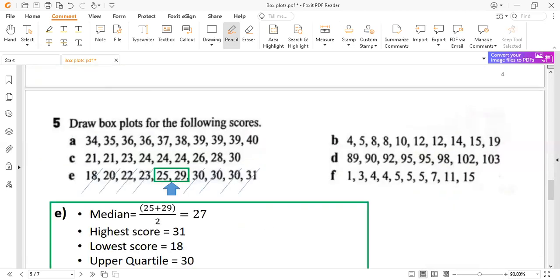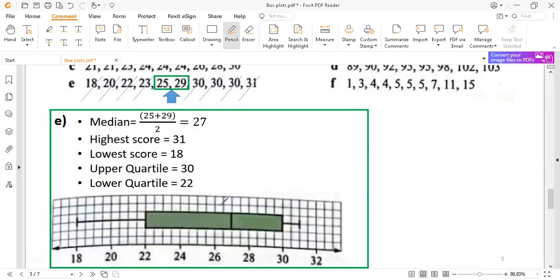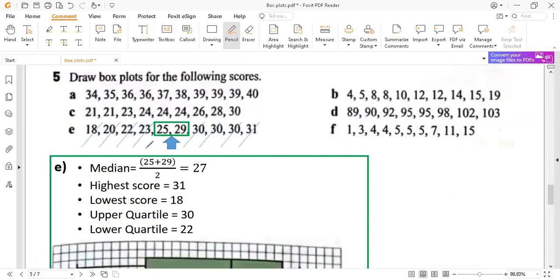Normally in the next exercise, we have a list of numbers, and we want to find and draw our box plot. So here, first of all, we should put the numbers in ascending order: 18, 20, 22, 23, 25, 29, 30, 30, 30, 31. Good. So check. Secondly, we want to find the median.